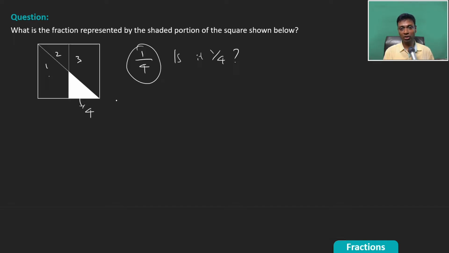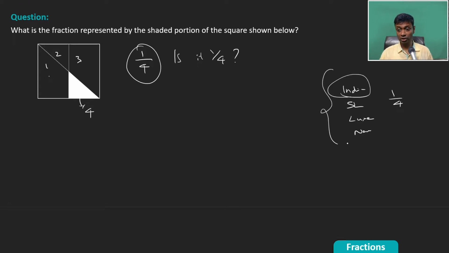Right? So you cannot say there are 4 countries: India, Sri Lanka, Luxembourg, and New Zealand, and 1/4 of the people live in India. Out of these 4 countries, that doesn't work. India has more than 1 billion people. These 3 are smaller countries. Luxembourg is practically only a city.